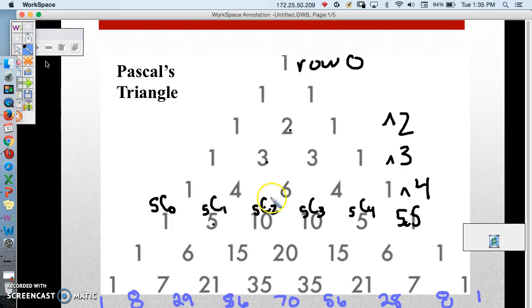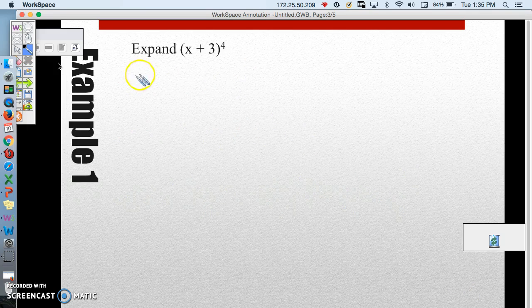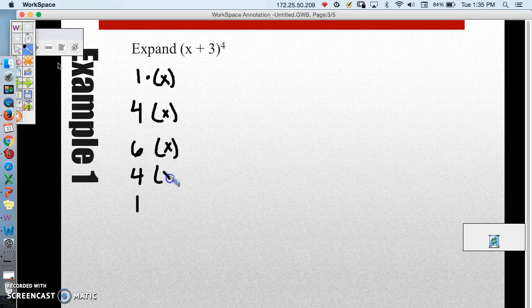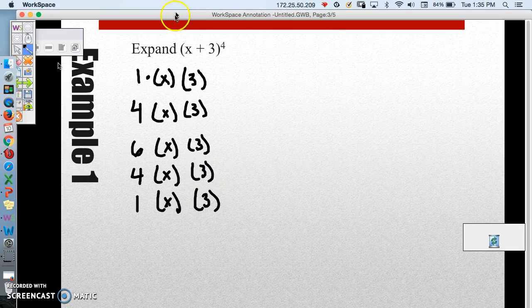Pascal's triangle. So 1, 4, 6, 4, 1. And I tend to write this vertically. So 1, 4, 6, 4, 1. That's our integer. Well, each one's going to have an x. And then each one's going to have that 3. And now x starts at the highest power, so 4, 3, 2, 1, 0. And the 3 starts at 0, 1, 2, 3, 4. And now we just have to write this out. These are all added together.